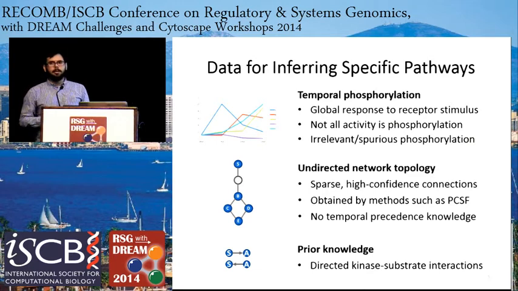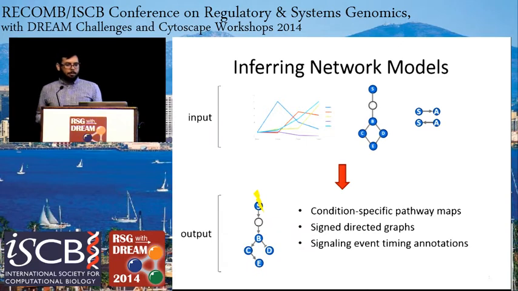In our work, we considered a curated database of kinase substrate interactions as prior knowledge of directions that we integrated into our approach. So we take these inputs, and our goal is to give pathway models that are condition-specific, that are sign-directed models, similar to what you would have in a manually curated pathway, and give some dynamic explanation as to how the system responded to the stimulus. So how do we achieve this?